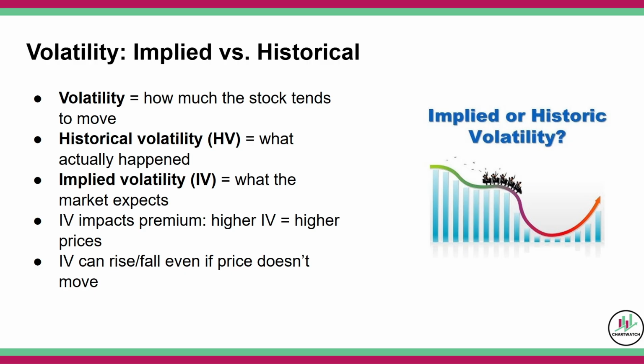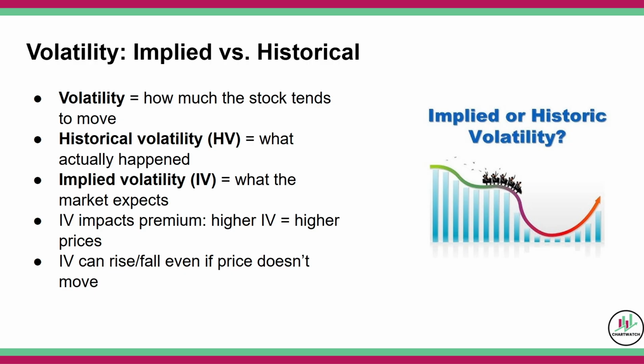The other one, on the other hand, is called implied volatility, and this is the number that does affect price, and it's inside the premium. Implied volatility reflects how much movement the market expects going forward. And so the higher the implied volatility, the more expensive the option. Why? Because more expected movement means more opportunity for the option to end up in the money.